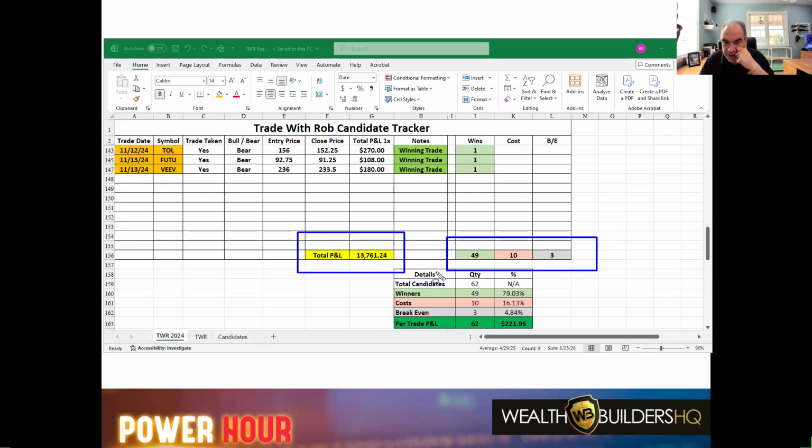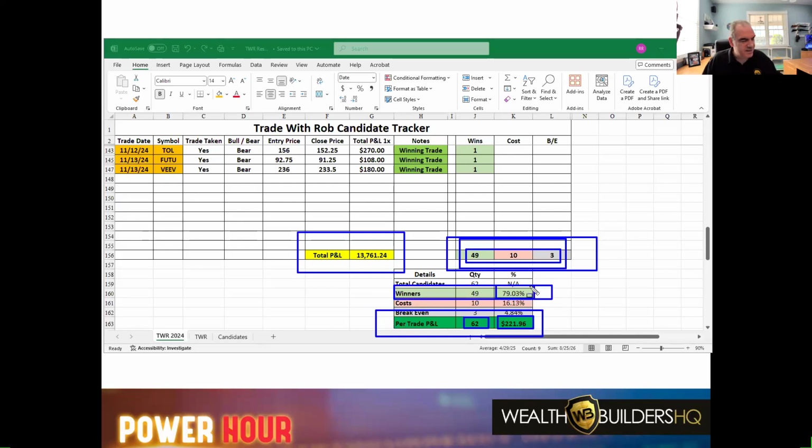It's been a couple of weeks since we've had a losing trade. We've got 49 winners, 10 have gone against us, 3 broke even, and this last line down here in green, 221.96, is the average P&L per trade, on all of these trades added up. So 49, 59, 62, when you add those 3, that's what you have right here, 62. It's 221.96. We're at 79% winners on our trades of the candidates that are going off.